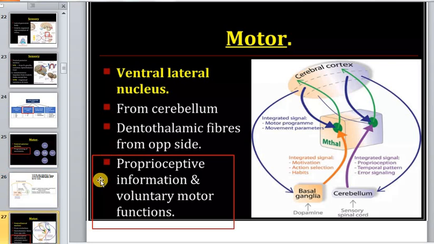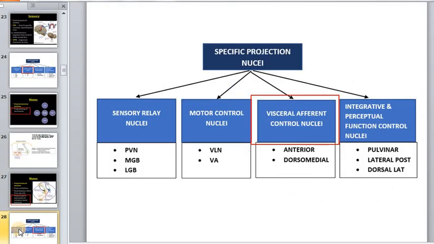Ventrolateral nucleus, proprioceptive information, which it has from our body, from the muscles, and voluntary motor function. Voluntary, it depends on our brain and especially on the cortex.